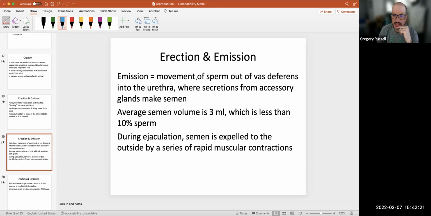Emission, an erection here, or I guess we already talked about erection. Emission is where we see the movement of sperm out of the vas deferens into the urethra, where the secretions from those accessory glands, the seminal vesicles and the prostate gland, combine to make semen. The average ejaculate volume in humans is about 3 milliliters. Even though it's less than 10% sperm, we're still looking at like 2 million sperm per ejaculate. So a significant amount, okay?